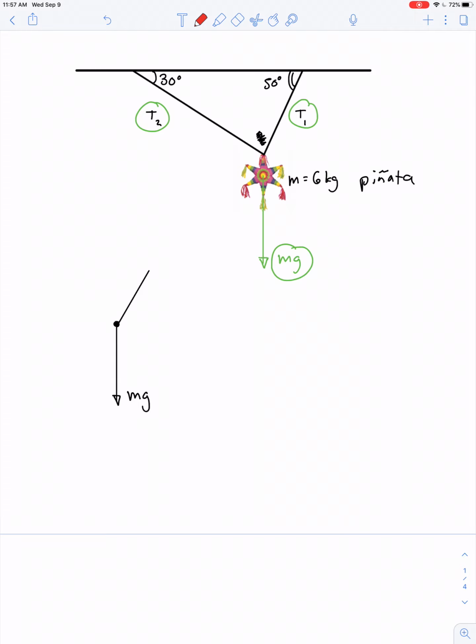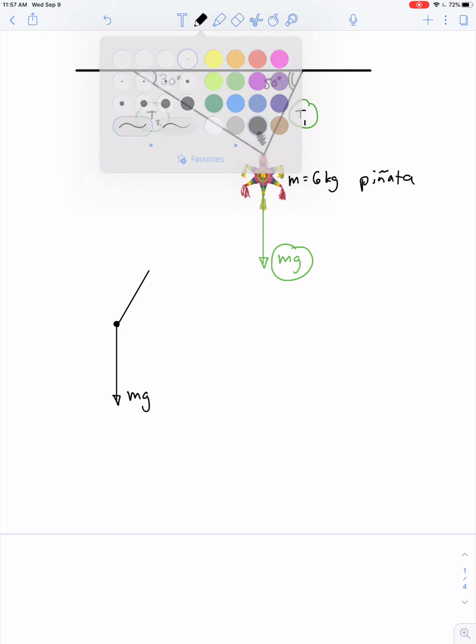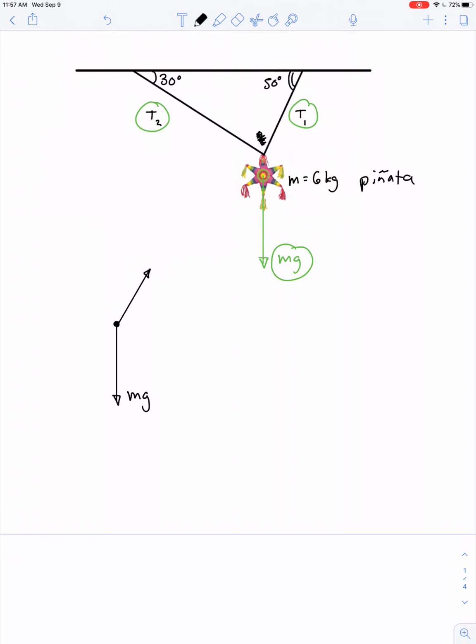Well, what if I just draw tension number 1 this length? Then I know tension number 2, since it pulls a little flatter, doesn't have to pull as hard in order to have a horizontal component that offsets the vertical component. Let's see if this looks reasonable.